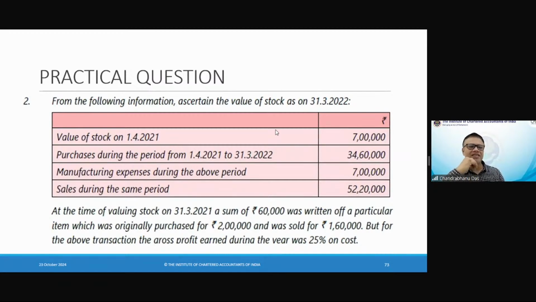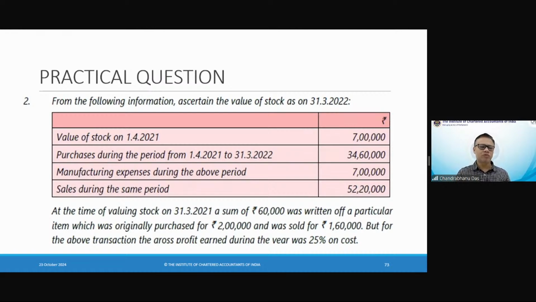Now we have to find the cost of goods sold. For that, we need the sales and the gross profit, because if we deduct the gross profit from the sales, we get the cost of goods sold. So in every question they give, you can see here, the gross profit earned during the year was 25% on cost. In every inventory technique question, there will definitely be a gross profit percentage given, but it may be given on cost or on sales. If nothing is mentioned, it is taken on sales.